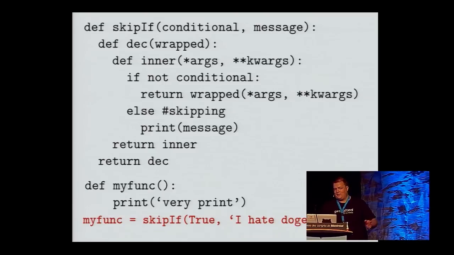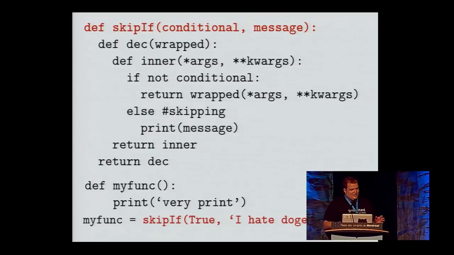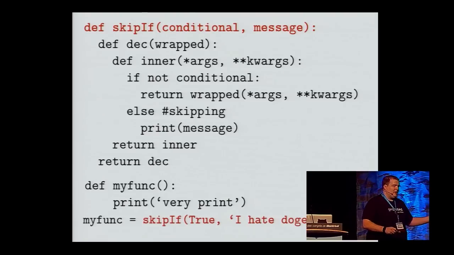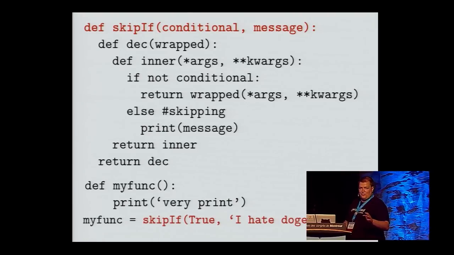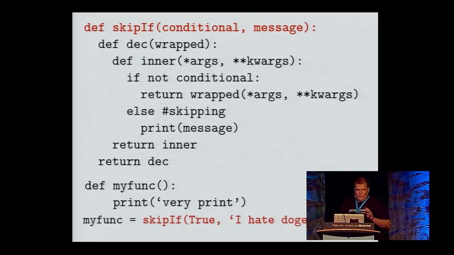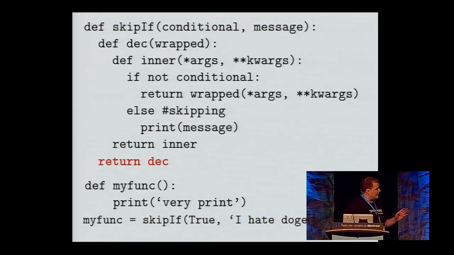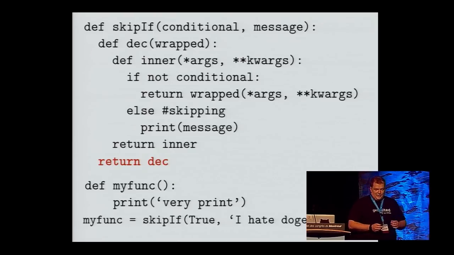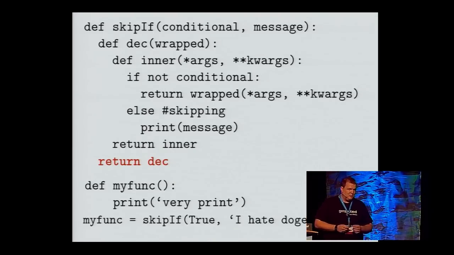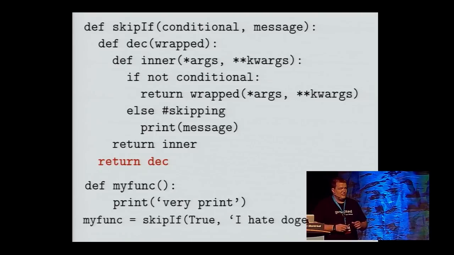So let's explore this line just a little bit to figure out what's going on. We call our skipIf function, and we pass in our conditional and message. And this is a really contrived example because nobody hates Doge. But if we did, we would skip this test. So we call this function. It creates and returns a decorator. So you can see the return dec there. And then we immediately call that decorator and pass in myfunc. So the decorator itself doesn't actually get stored in a variable. We just immediately call it.